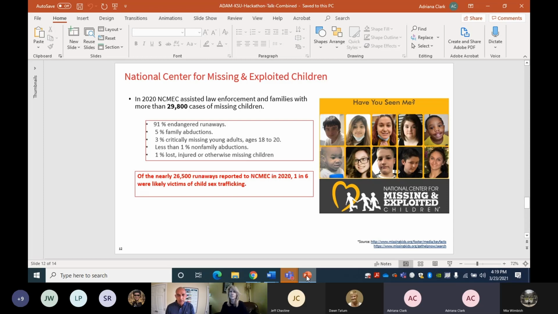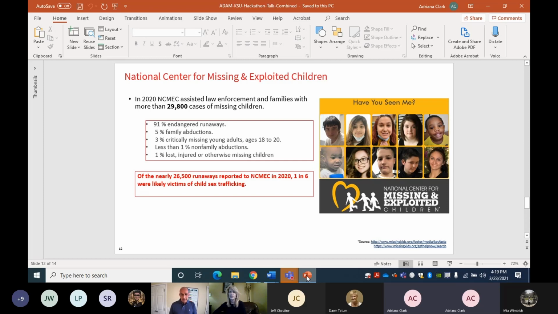Then less than 1% are non-family abductions, in the sense that these are random abductions. One of them occurred just last week in DeKalb County, when a robber also took the child that lived in that house with them. So that was a robbery completely gone wrong, and they also had to kidnap the child for whatever reason. Then 1% are lost or injured while they are out playing, and suddenly they don't know where they are and they go missing, right?